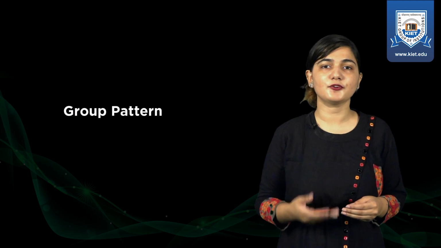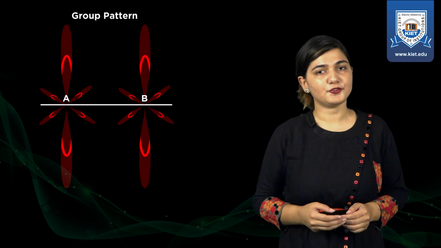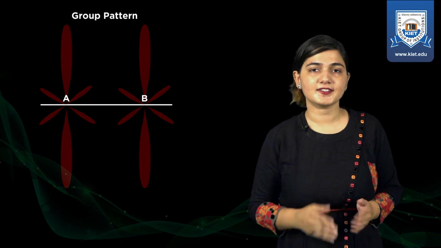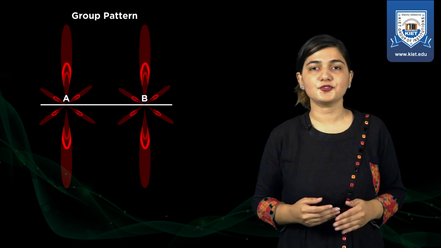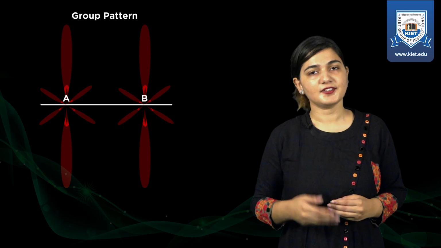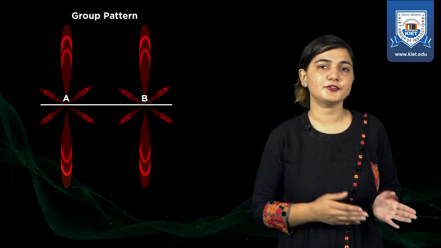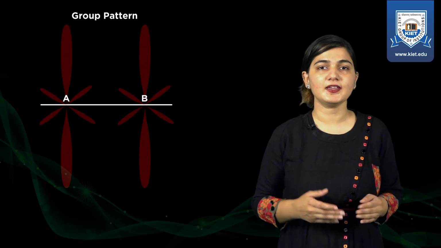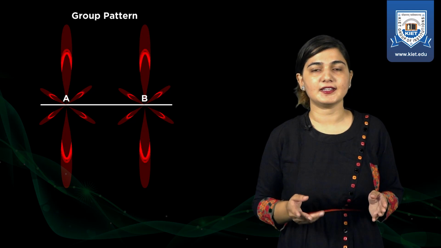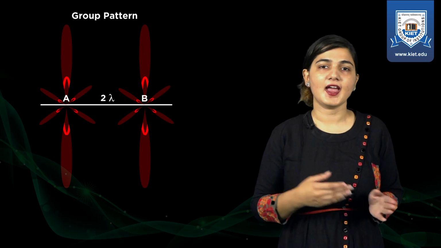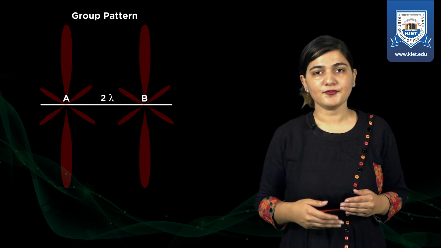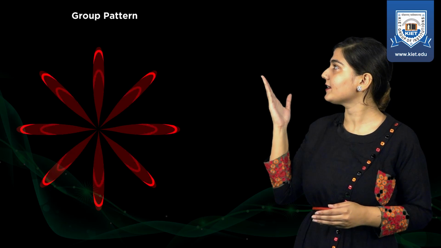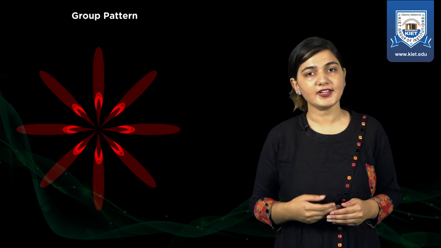So now I'll see the group pattern. So now group A and group B are 2 lambda distance apart. We can see this from this structure that the distance between group A and group B is 2 lambda, and we know that there is no phase difference between group A and group B. So when we need to find out the final radiation pattern of group A and group B, we'll see the radiation pattern of 2 antennas which are 2 lambda distance apart and having 0 phase between them, which I derived in one of my previous videos. So you can see that the final radiation pattern is looking like this, which is having 8 nulls.